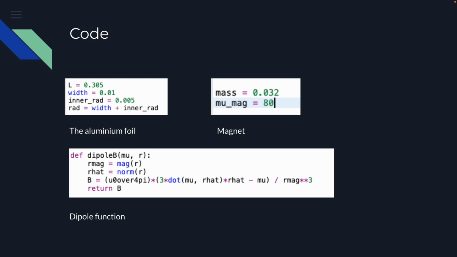Here's my code. In the top left, you can see the aluminum foil setup. In the top right, you can see the magnet setup. MU mag was equal to 80, which I calculated for my Lab 2 experiment. In the bottom, you can see my dipole function. The dipole function was calculated via the formula sheet.